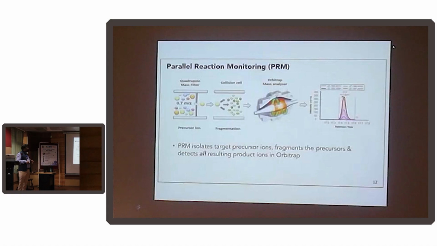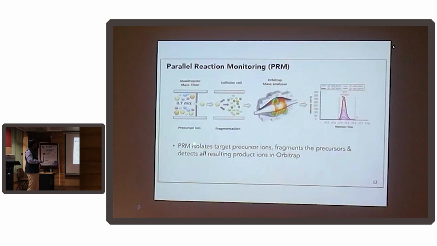Now, if you don't want to use a mass filter like triple quad, if you want to use an orbitrap mass analyzer, what you can use is something known as parallel reaction monitoring. So this is again almost a similar approach, but here our mass analyzer is an orbitrap. It's not a triple quadrupole.